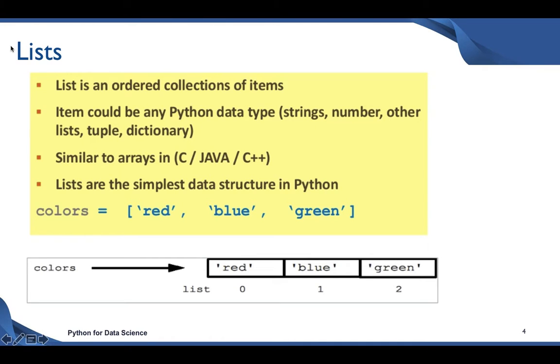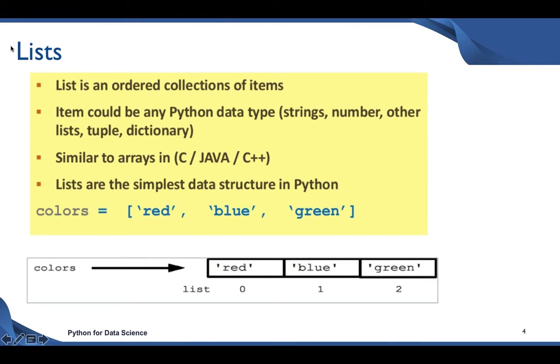But what is the difference between an array, similar to C, Java or C++, and a Python list? The basic difference is that an array will try to hold elements of similar data type. For example, we could have an array of numbers, an array of strings, or an array of boolean values. These are of similar data type. But in a list, we could have any Python data type. That could be a string, a number, a tuple, or a dictionary also.